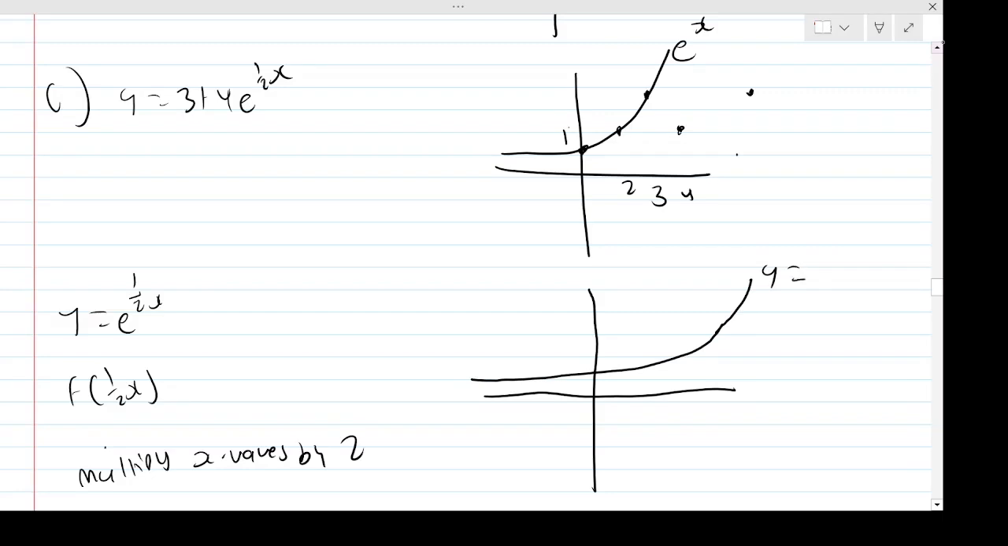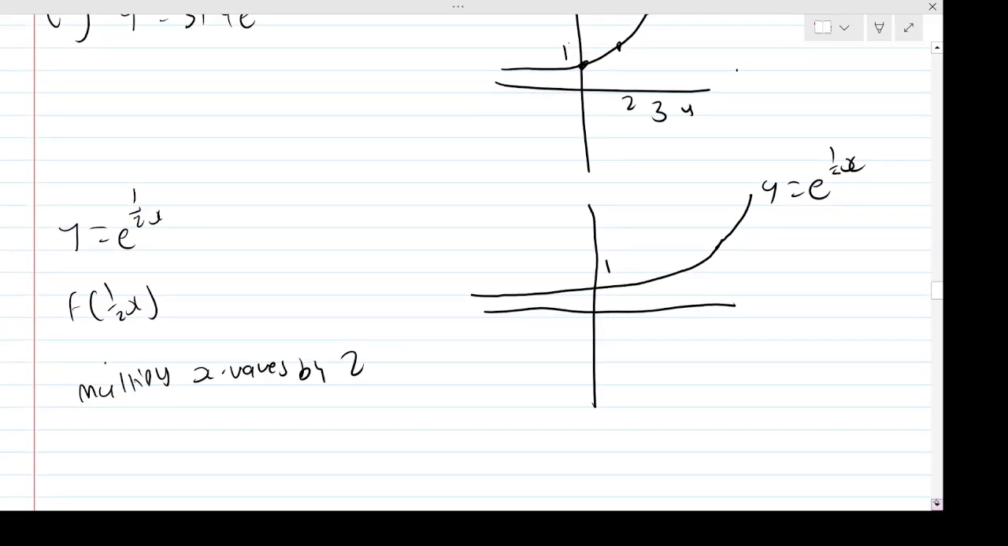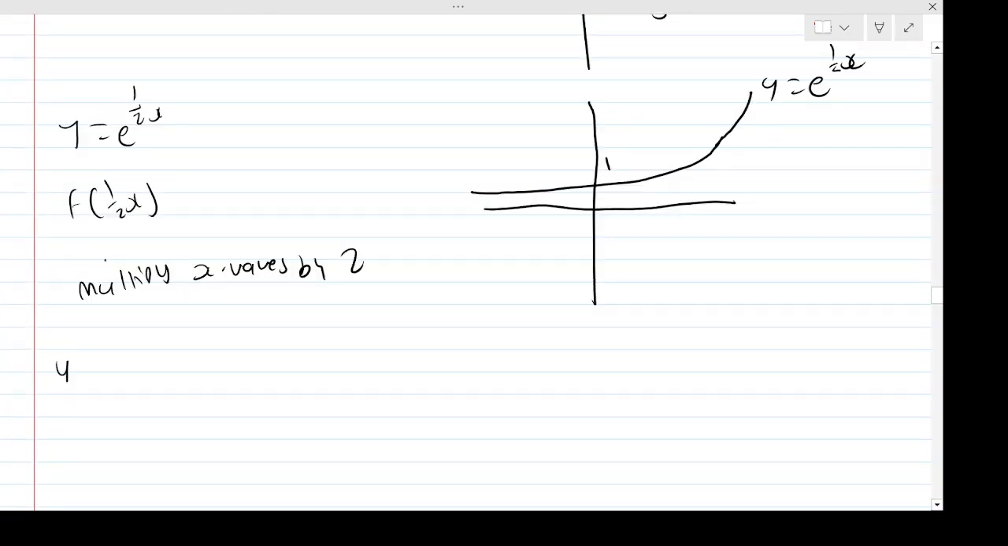Something like that. So that's going to be y is e to the half x, as you can see there. Then, if we're going to work outwards, we first did e to the half x, now we're going to do 4 e to the half x. So y is 4 e to the half x. The 4 is outside the function, so it's going to affect the y values.